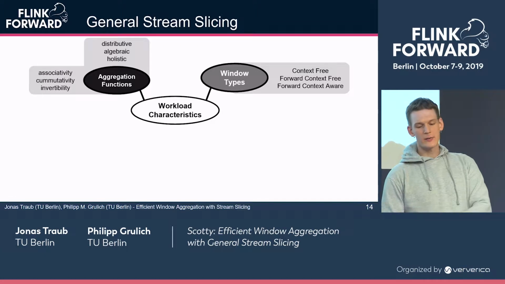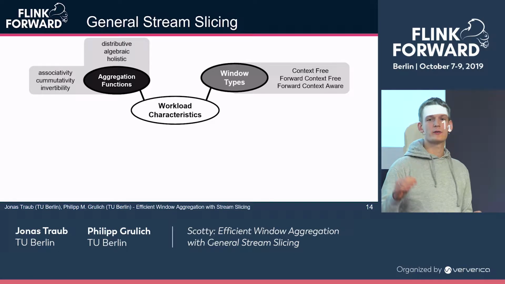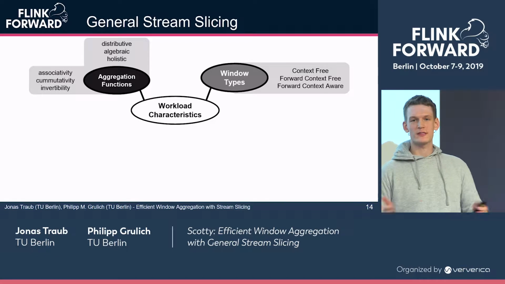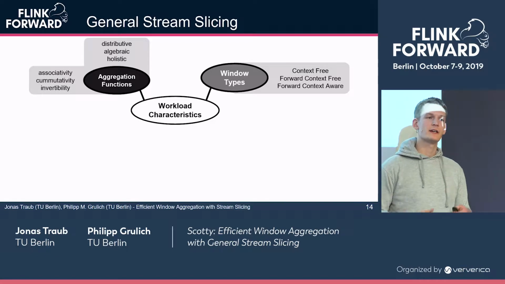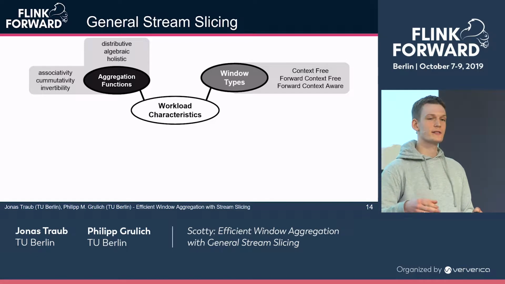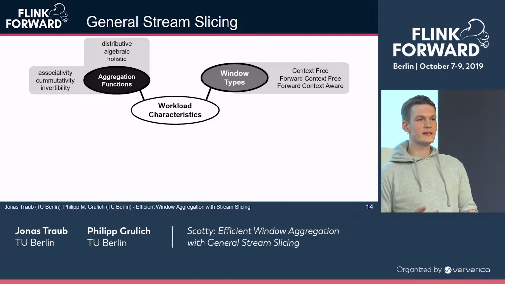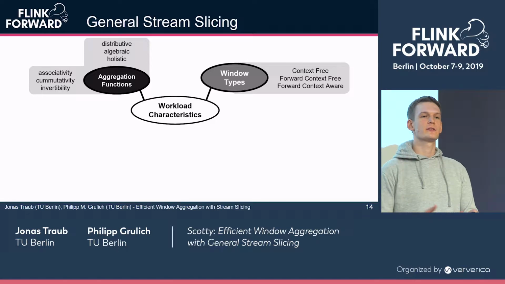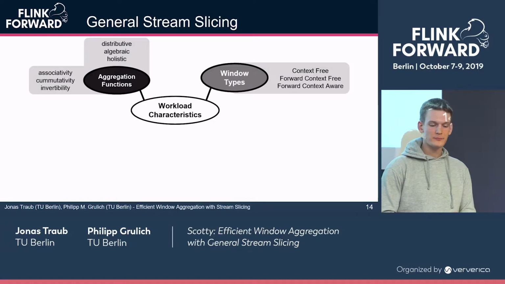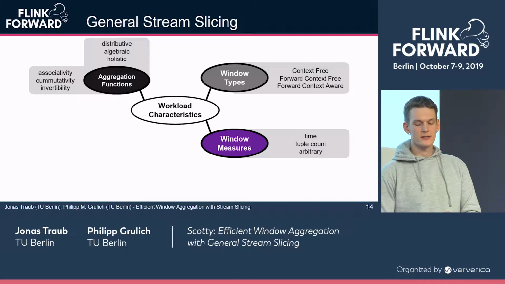Then we look into window types. The easiest are context-free windows, which is basically a sliding or a tumbling window where you can tell all the times when a window will start or end before even processing or looking at any tuple. But there are more complex types of windows where you need to actually look at the tuple, look at the data, in order to decide whether the window ended or not. The most well-known here is a session window, where you can only tell if the session expired once you have actually seen your data.